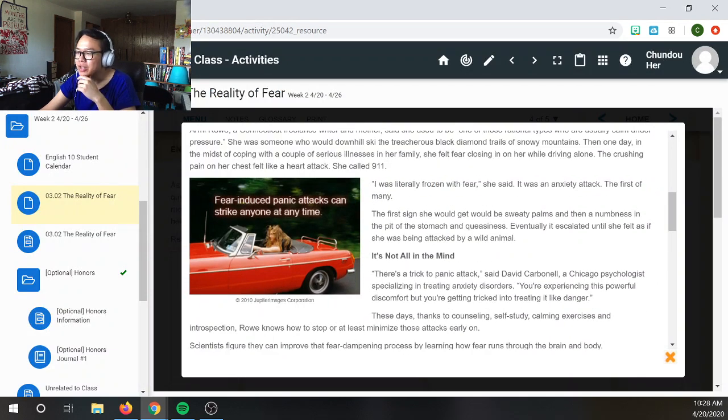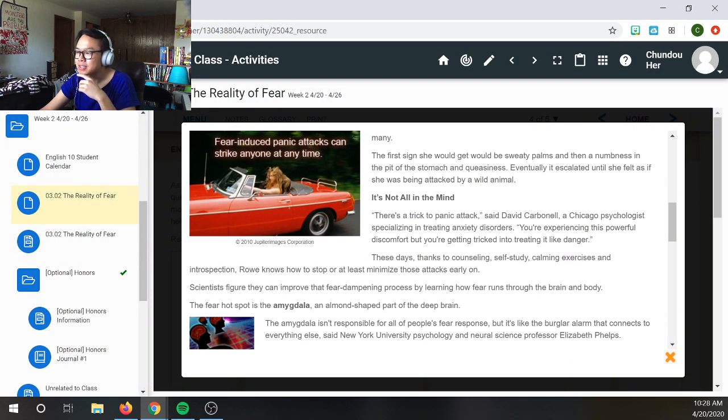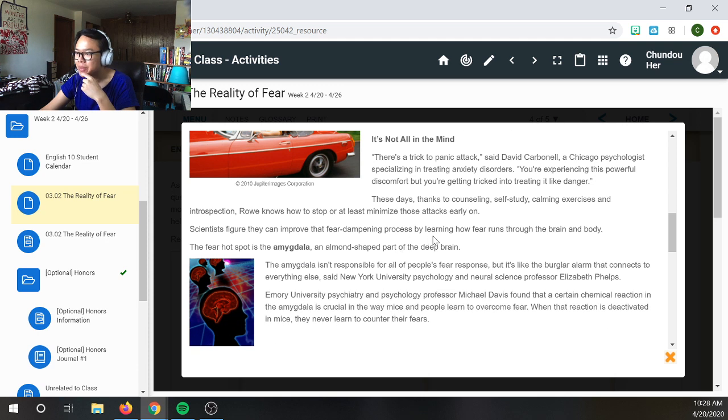Alright, so it's not all in the mind. There's a trick to panic attacks, said David Carbonell, a Chicago psychologist specializing in treating anxiety disorders. You're experiencing this powerful discomfort, but you're getting tricked into treating it like danger. These days, thanks to counseling, self-study, calming exercises, and introspection, Rowe knows how to stop or at least minimize those attacks early on. So scientists figure they can improve the fear-dampening process by learning how fear runs through the brain and body. The fear hotspot is the amygdala, an almond-shaped part of the deep brain.